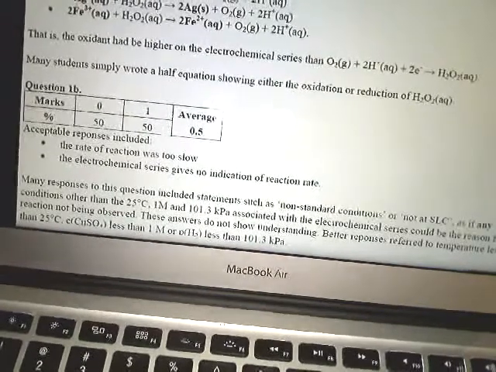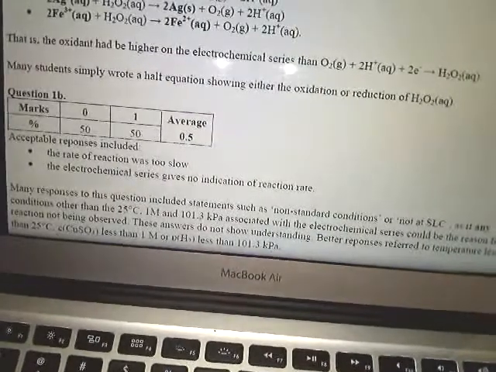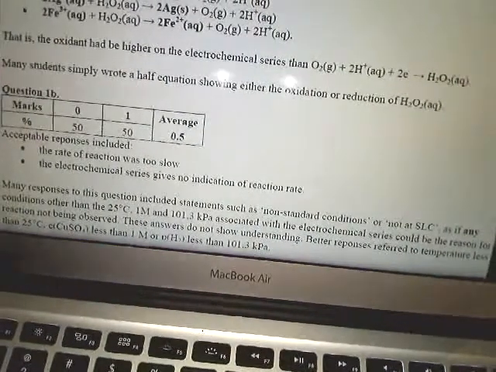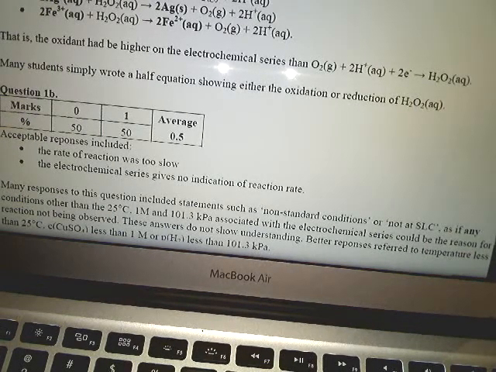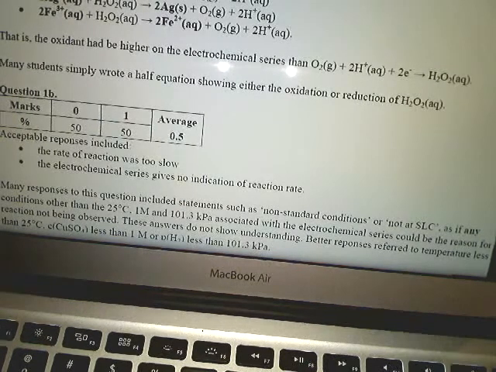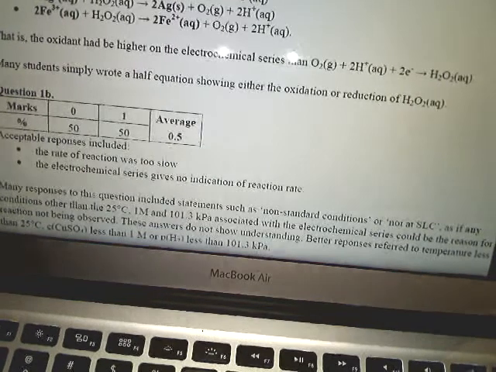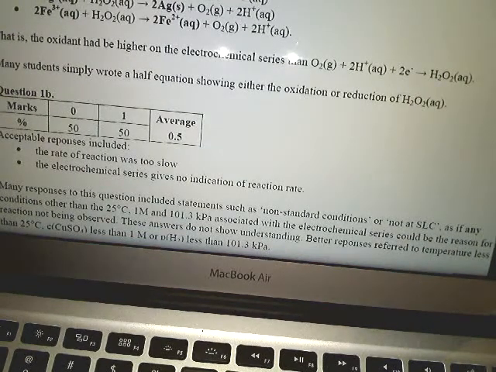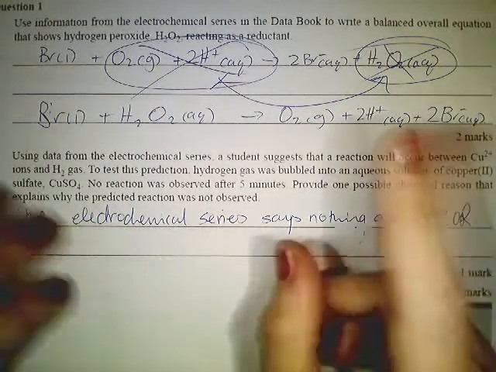So a lot of answers suggested non-standard conditions or not SLC. The only problem with answering that, we know that that's a limitation, but the answers do not show understanding because we need to actually talk about reaction rate. So you could be saying a concentration less than 1 molar. You could say a pressure of less than 101.3 kPa or a temperature less. Everything that would decrease reaction rate. So you can't just say not standard because you're not saying in which way.